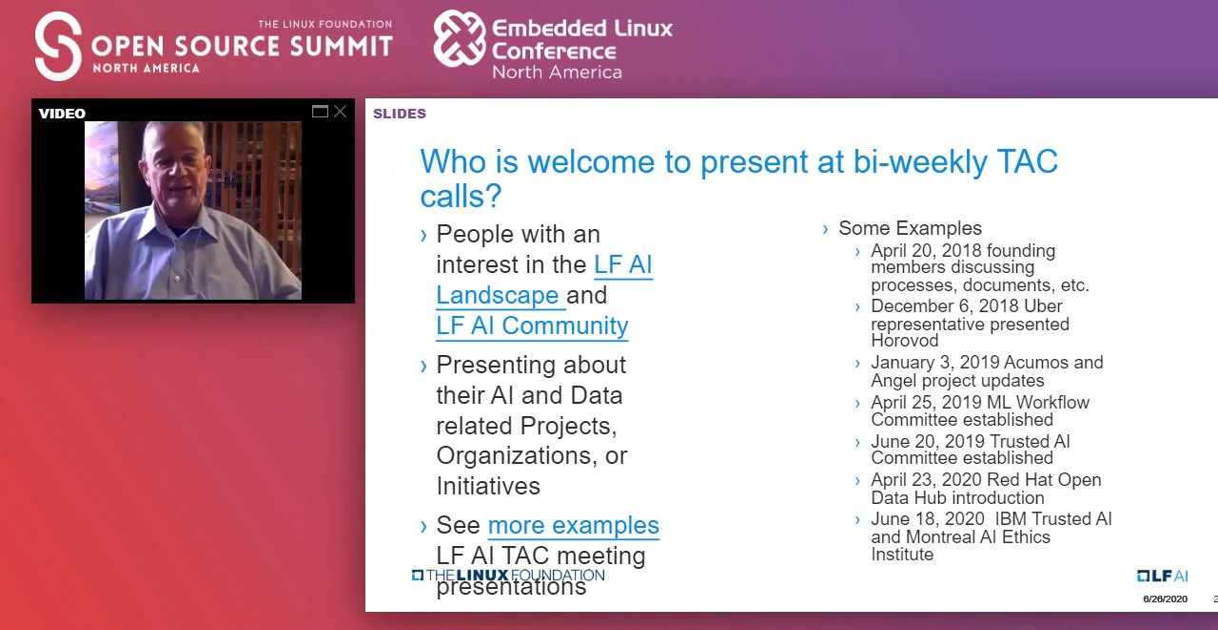20th, 2019, a few months later, the Trusted AI Committee was established, and Animesh Singh, my colleague from IBM, who's one of the co-chairs of the Trusted AI Committee, will be presenting next. On April 23rd, 2020, Red Hat presented about the Open Data Hub, gave us an introduction.